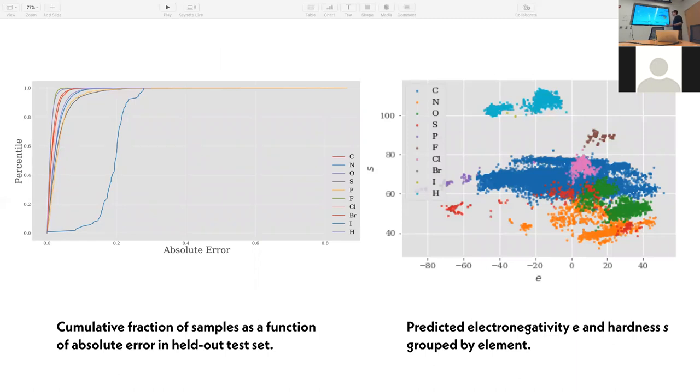If you also take a look at the predicted hardness and electronegativity of all the elements, the distribution in each element kind of corresponds to our understanding of that element. For example, carbon is here. It's very hard and kind of electron neutral. Hydrogen is everywhere. The halogens are more on the electronegative side, and phosphorus and nitrogen are more on the electropositive side.